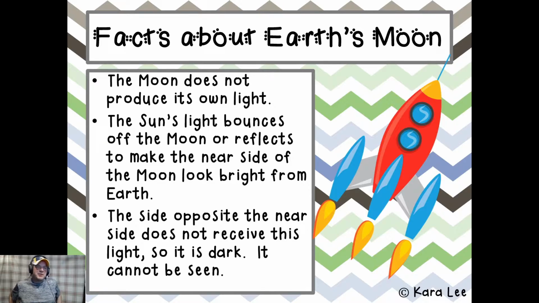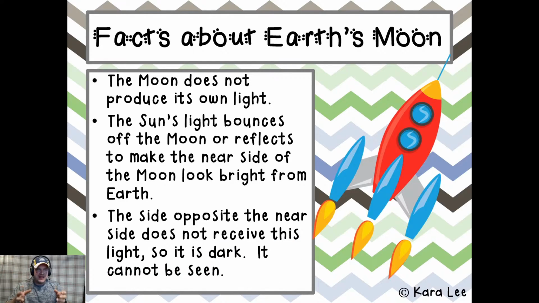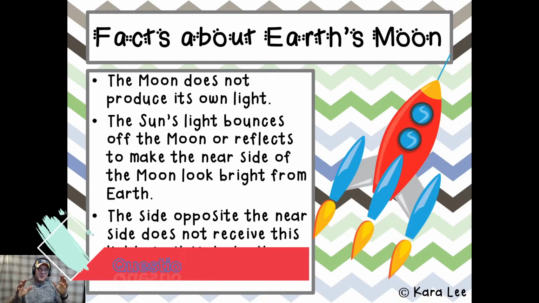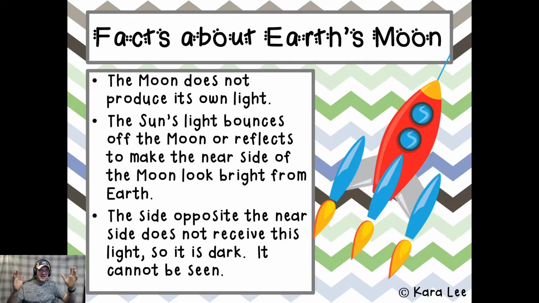The moon does not produce its own light. Okay, so we can see the moon at night. Everybody knows that. However, it doesn't make light. The only thing that can create energy is the sun. So if this is the Earth and this is the moon, the sun is over here and it shines over, it hits the moon and then reflects back to us. So the light that we see from the moon and how we can actually see it at night is a reflection of the light from the sun. The sun's light bounces off the moon and reflects back from the near side of the moon.